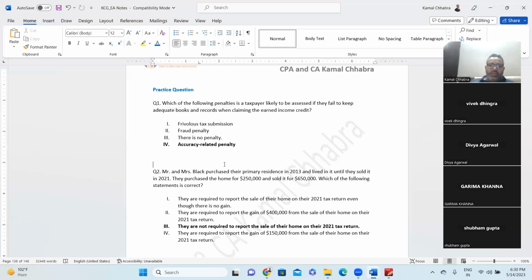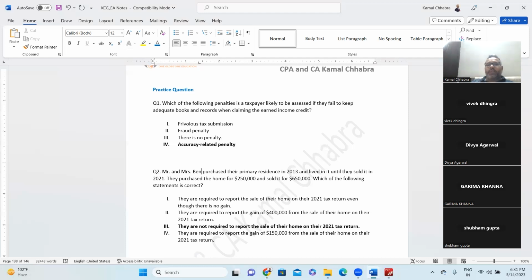Next question: Mr. and Mrs. Ben purchased their primary residence in 2013 and lived in it until they sold it in 2021. They purchased the home for $250,000 and sold it for $650,000. Which of the following statements is correct?